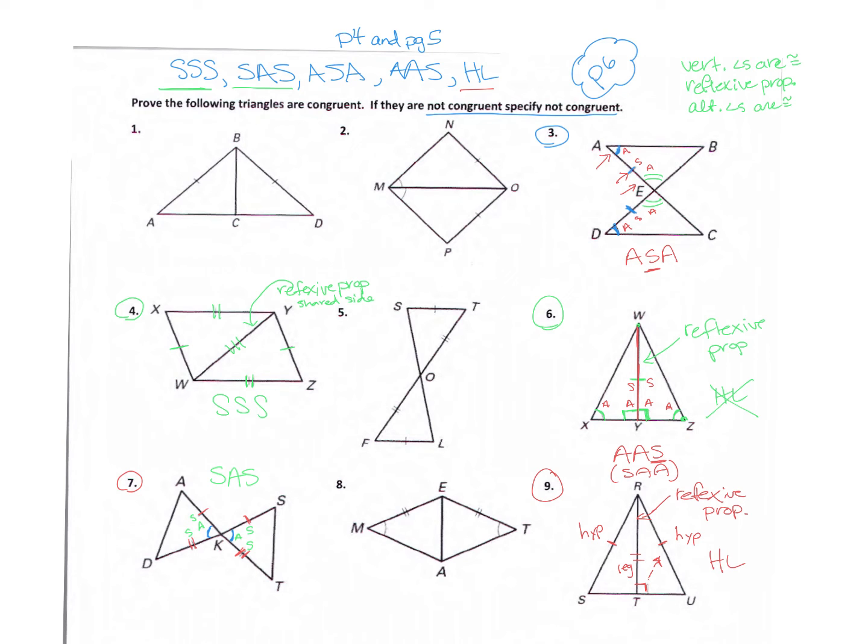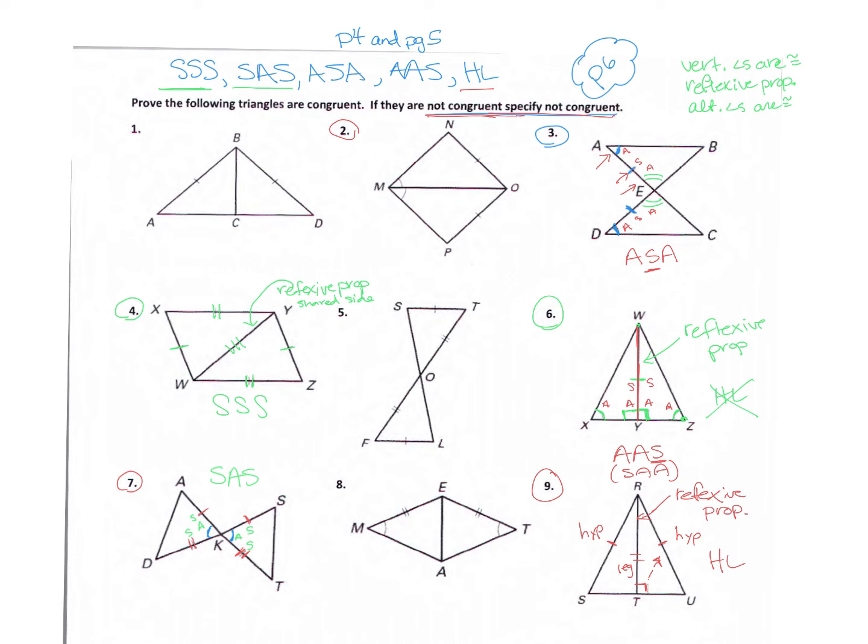Now, you'll notice I did skip a few of these. Let's go back and look at 2. 2 is going to be an example of not congruent. I know they look congruent. They do look the same size. But the problem is it won't fit one of my 5 known theorems.